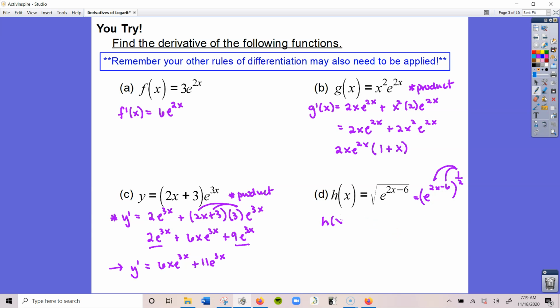So h of x is equal to e raised to the x minus 3. So my derivative, h prime of x, would equal the derivative of the exponent, which is just 1, and then times itself, so e to the x minus 3. And that would be my derivative. You could have also applied the chain rule, which is totally acceptable, but that's going to be a lot more work.